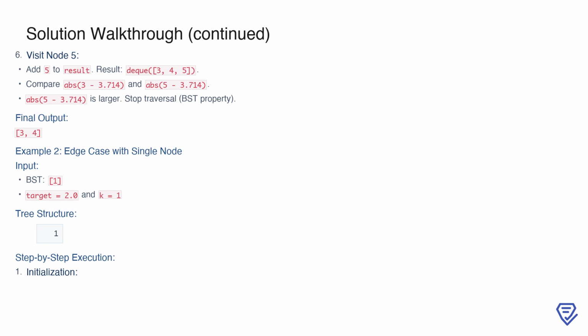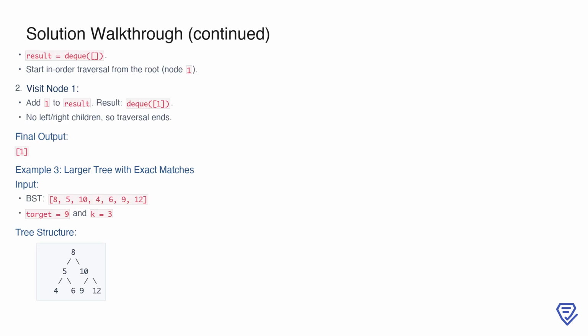Next, we traverse the right child of node 4, which is node 5. Adding 5 to the deque results in 3, 4, 5. However, 5 is farther from the target than the closest values we currently have, so we stop the traversal, as the binary search tree property guarantees that further values will only be farther away. The final output for this example is 3, 4.